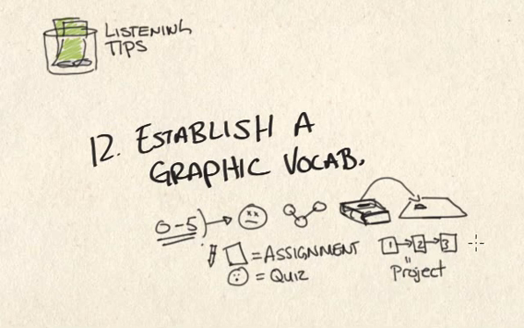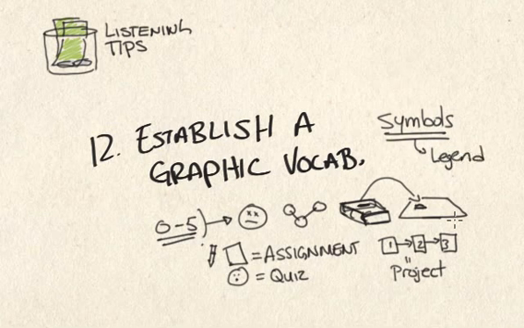So there are exercises in the lessons, each of the lessons helping you develop this graphic vocabulary by developing symbols that you can use over and over and over again. So it's kind of like creating a legend for your notes, like you would see on a map. We know what a road looks like. We know what a park looks like because we see this little tree icon, and so forth and so on. All right, so establishing a graphic vocabulary is going to be very, very important, and that are our 12 tips for listening.